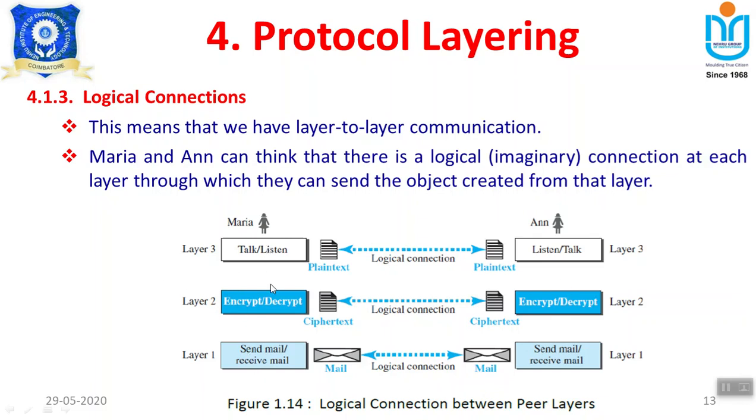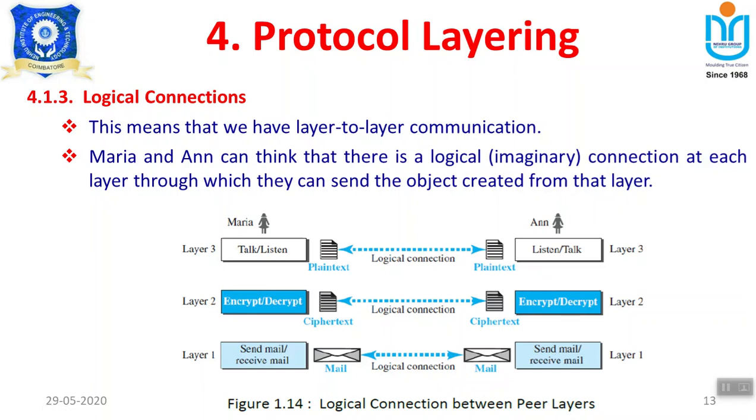So from this, the sender will follow a top down approach and the receiver a bottom up approach. What is the meaning of top down and bottom up? Layer 3, the sender has to pass the information from top down. This is top. 3, 2, 1 is the top down approach and 1, 2, 3 is the bottom up approach. So this is the actual connection that is called a physical connection or physical communication.